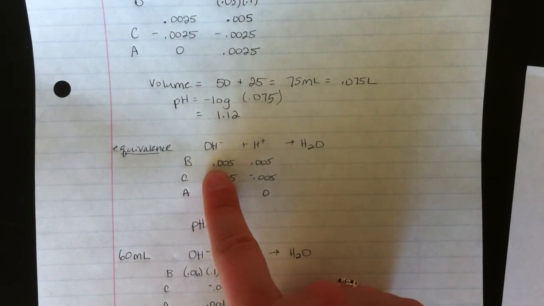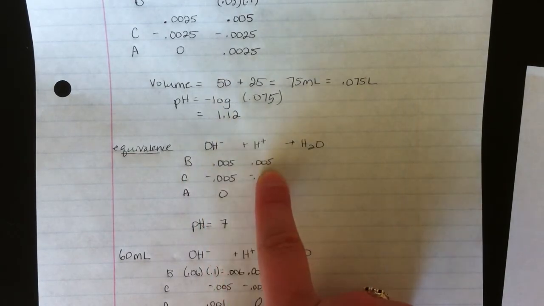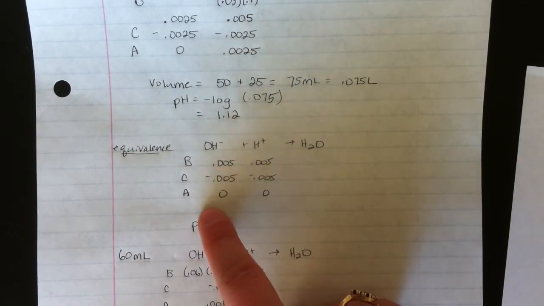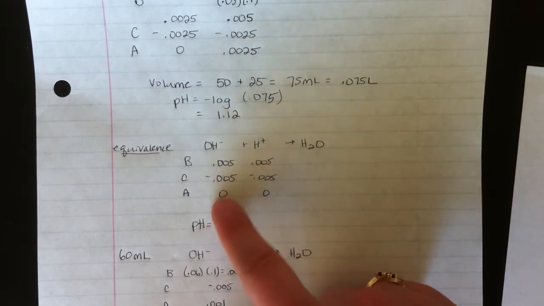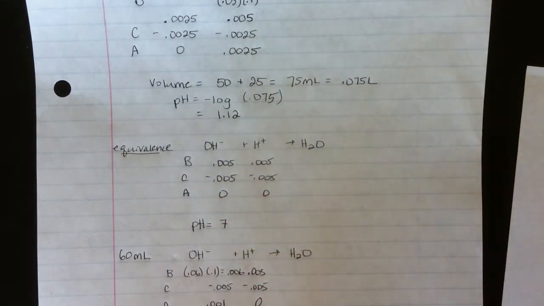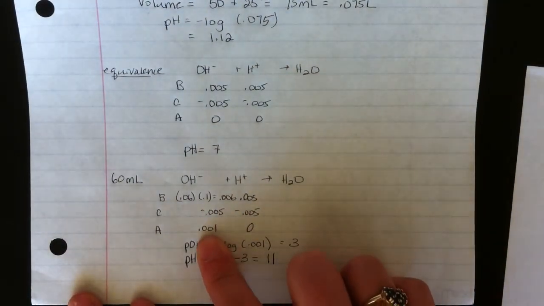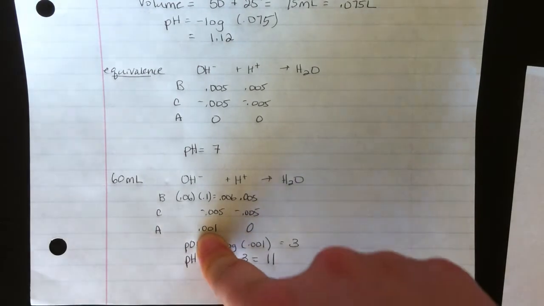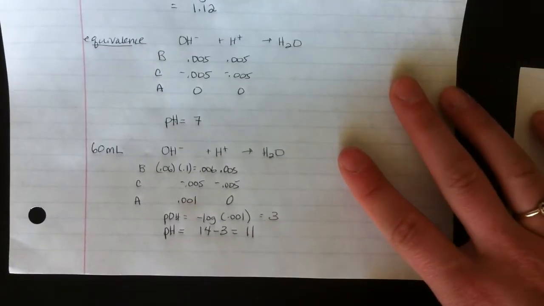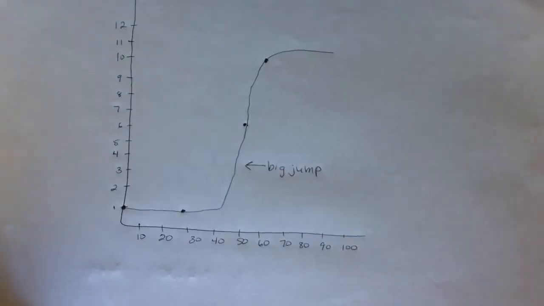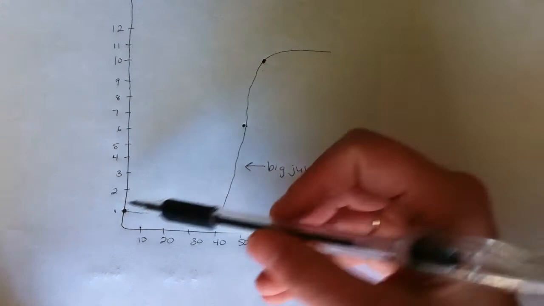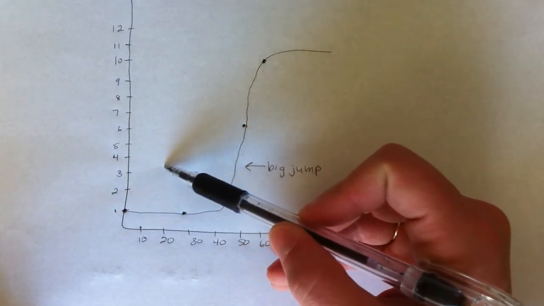Notice that we have the moles of acid always equal the moles of base, and at equivalence the acid line always goes down to 0. That is always true. Okay? And then afterwards, at 60 milliliters, we end up with 0.001 moles of hydroxide left over. And we have to take the pOH, and then we find the pH. So the graph ends up looking like this.